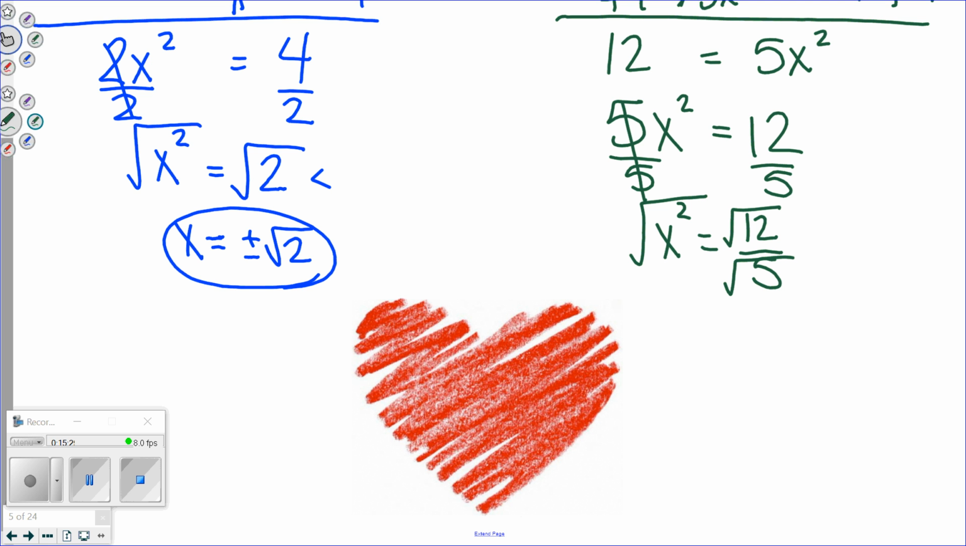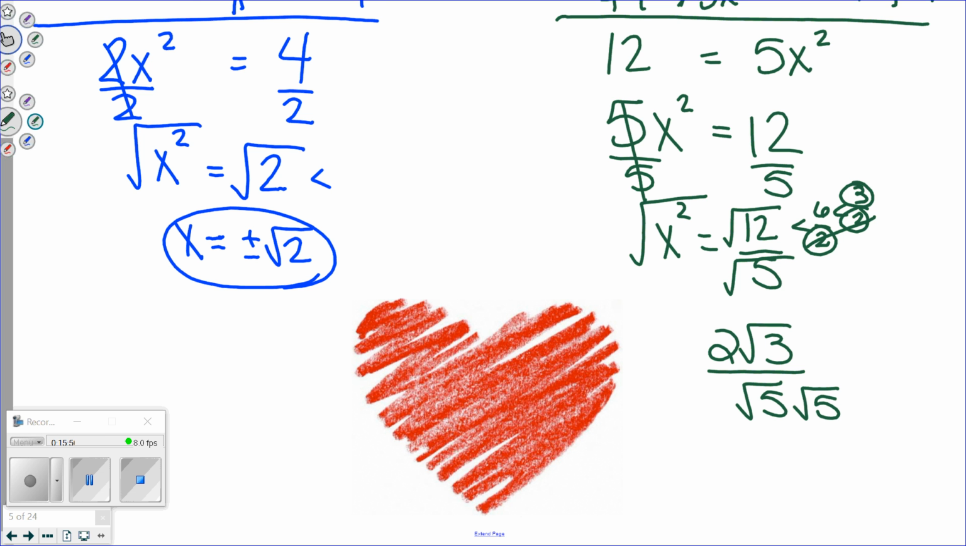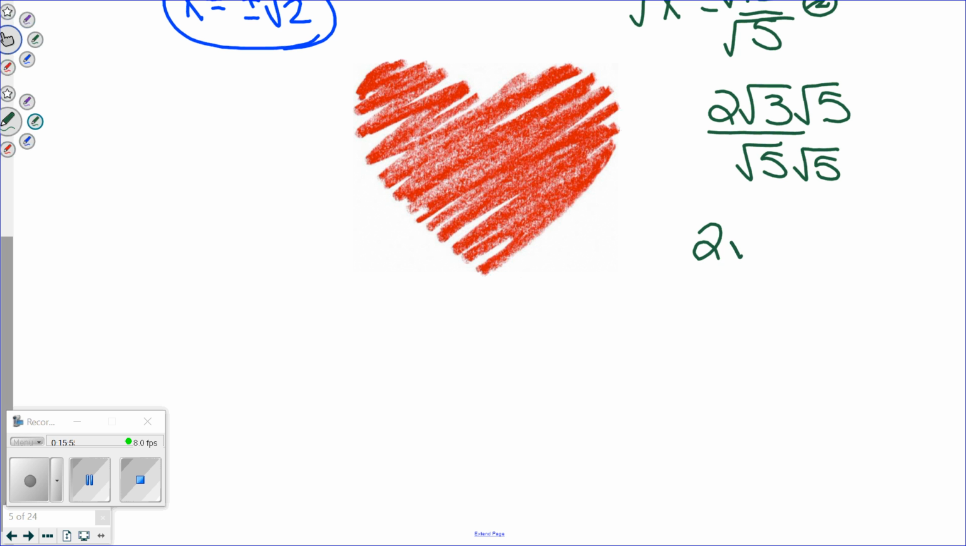All right, let's simplify. Square root of 12. 6 and 2. 3 and 2. Good. 2 radical 3 over radical 5, right? Because I can't do anything. And then I'll need to rationalize. So I have to multiply top and bottom by radical 5. 2 radical 15 over 5. And then what else attaches to that? Plus or minus. You got it.